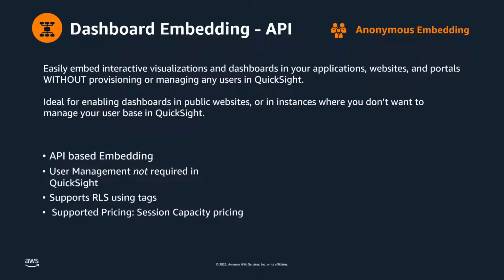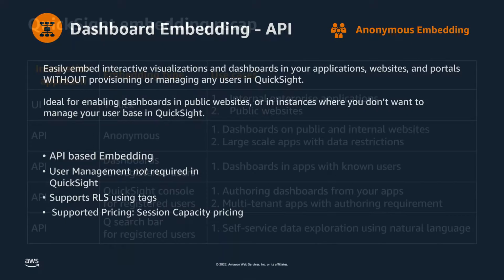It basically does support row-level security using tags, so you can still implement security for the type of data that is presented, depending on where the users are coming in from. Even though they're not registered users, you can control who sees what as far as the dashboard security is concerned. And I just want to recap that user management is not required in QuickSight for this particular type of embedding. The one caveat is for this type of embedding, the pricing model needs to be session capacity pricing and not user-based pricing. Okay, and we have the pricing information readily available on our website that you can access.